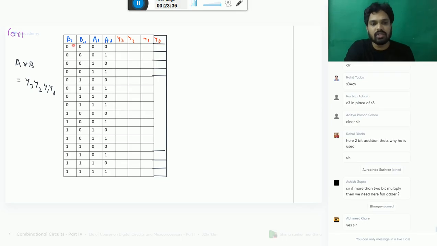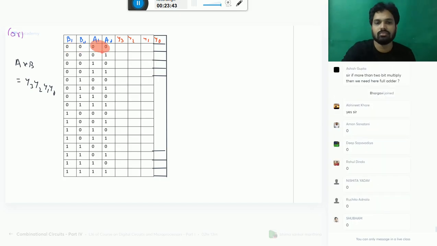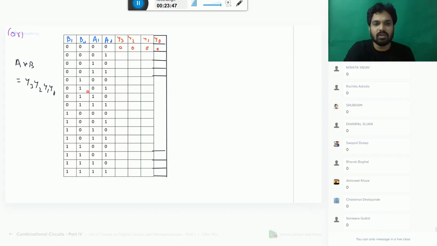Can you tell me what is the multiplication of 0 into 0? It is all zeros. Can you tell me what is the multiplication of 2 into 3? Don't say 1011 multiplication. Please read A1, A0 as one number. 10, how much is it? 2. 11, how much is it? 3. What is the multiplication of 2 and 3?